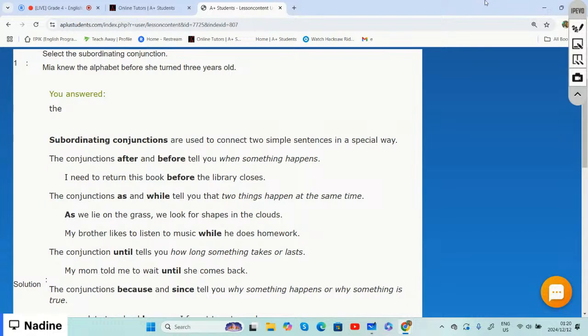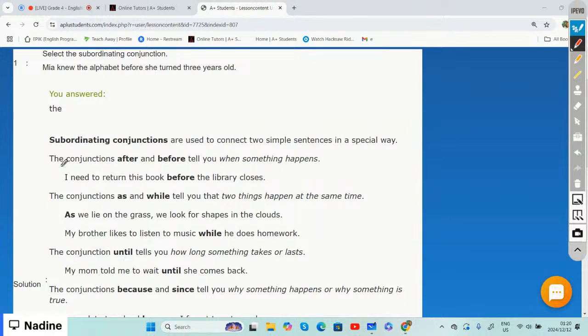So there are different ways in which we can identify subordinating conjunctions. We have conjunctions like after or before. If you see the word after or before within a sentence, then it tells you when something happens.